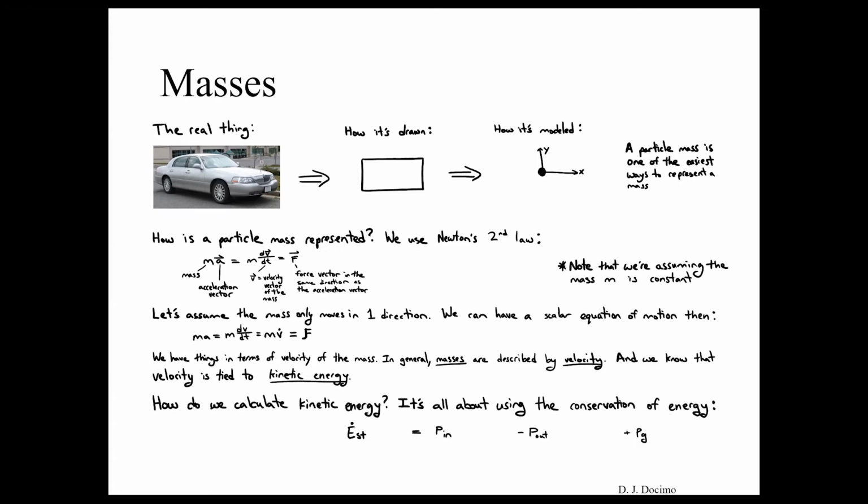So how do we calculate kinetic energy for a mass? Well, it's all about using the conservation of energy, which says the rate of change of energy stored in a system is equal to the power flowing in, minus the power flowing out, plus the power generated, or the rate of energy generated. So this is the rate of change of energy stored in the control volume, power into the control volume, power out of the control volume, and power generated.